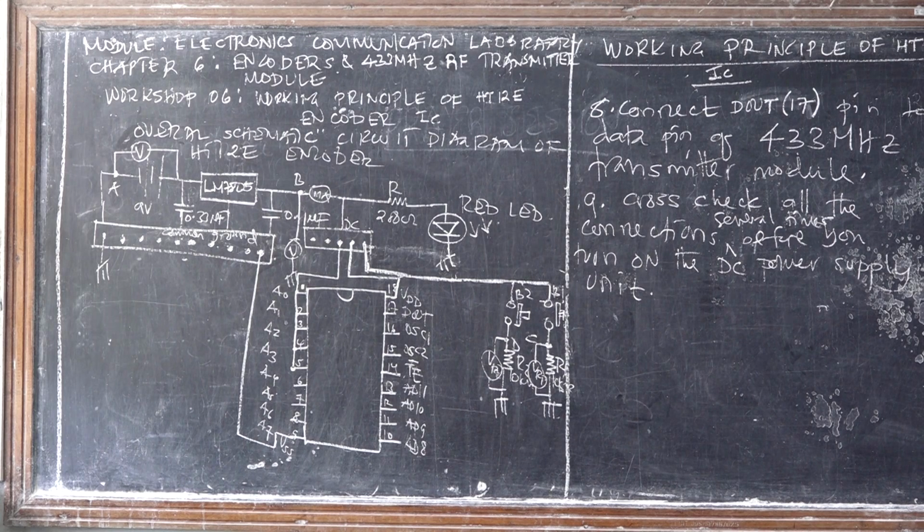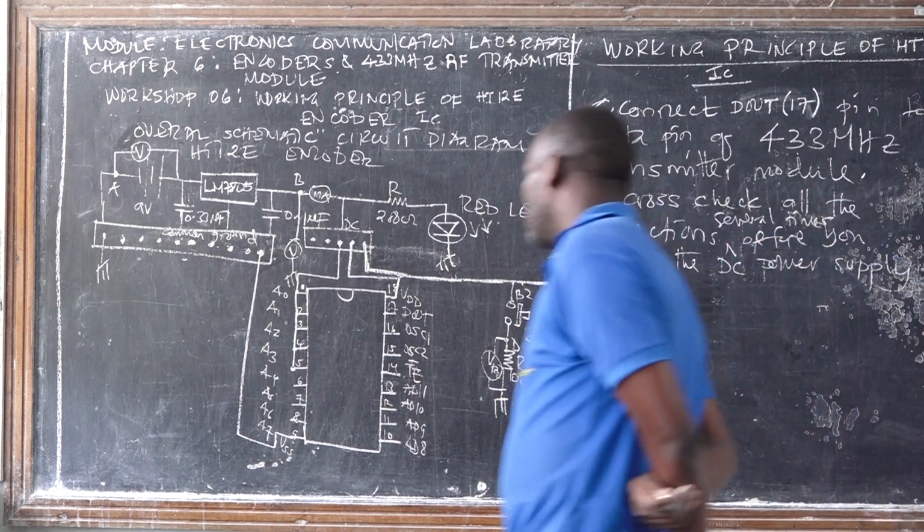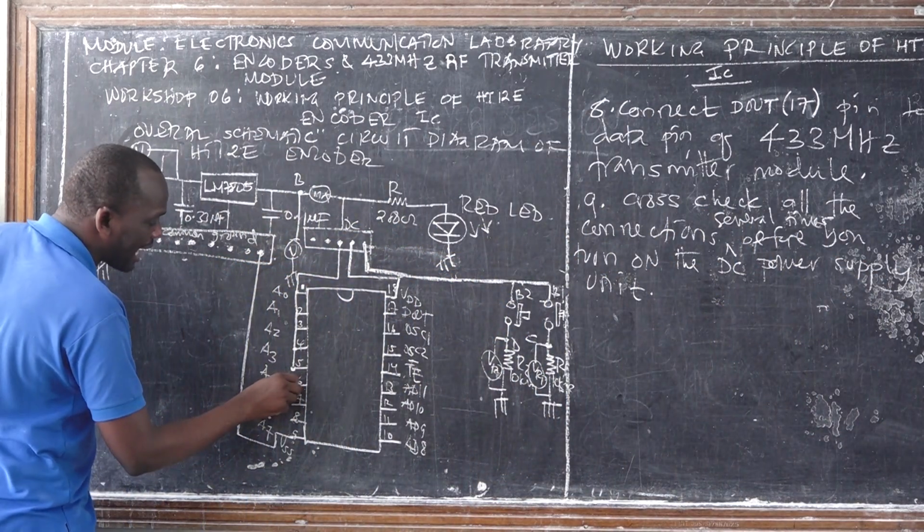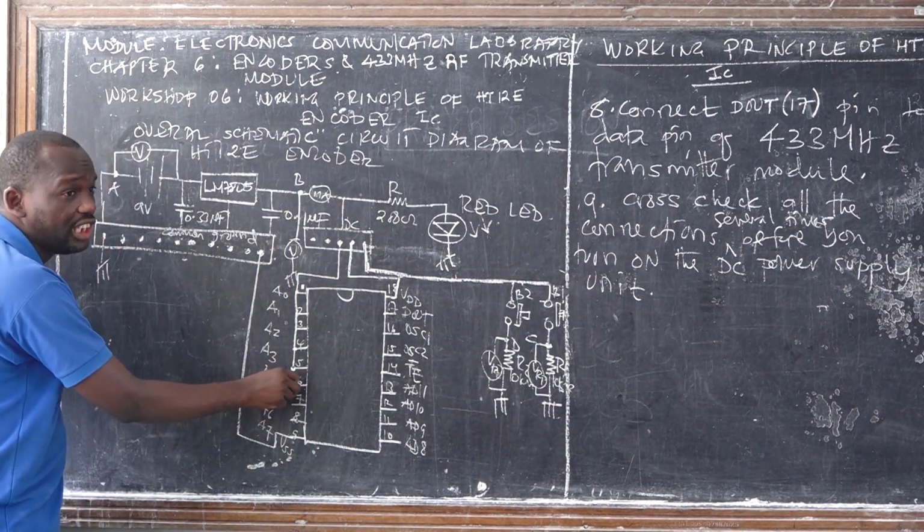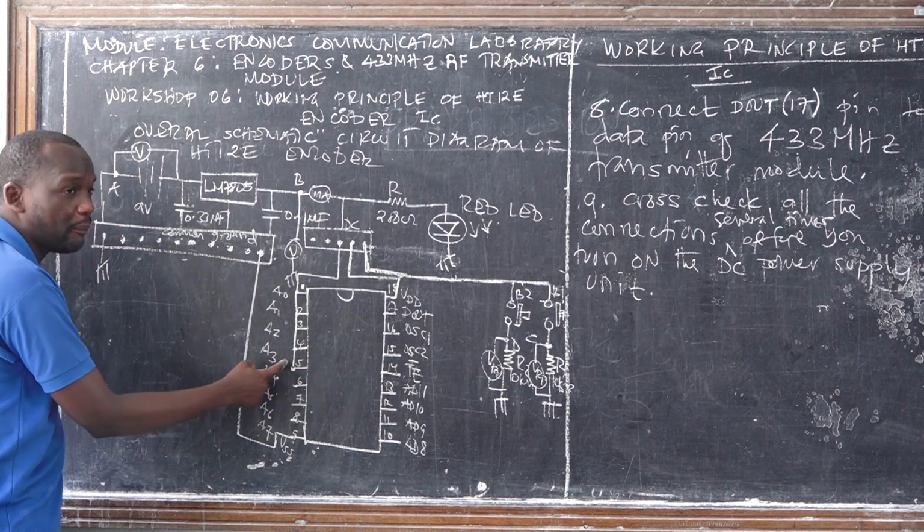What are the pin numbers? Pin number 6, pin number 7, and pin number 8. That's all. So you have to connect them to the common ground. So this is pin number 6. Remember that pin number 6 is not interconnected with pin number 5.